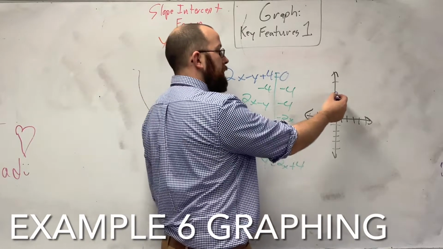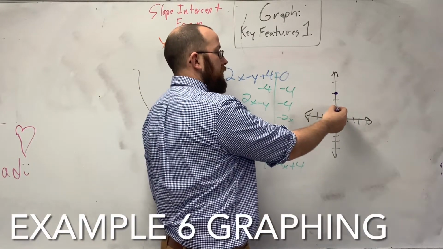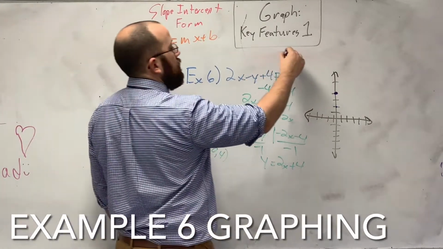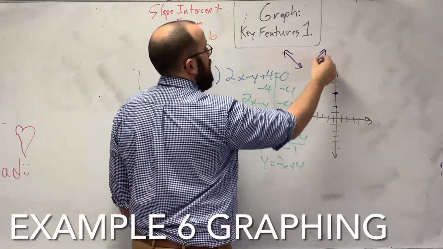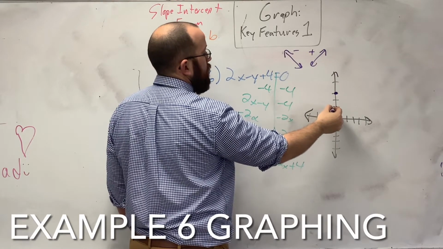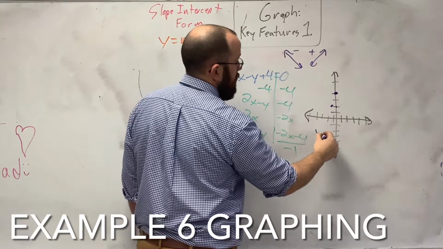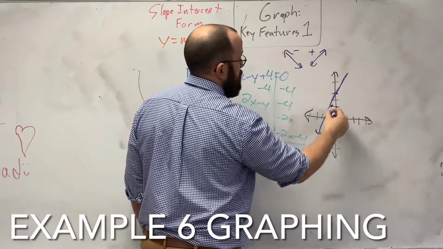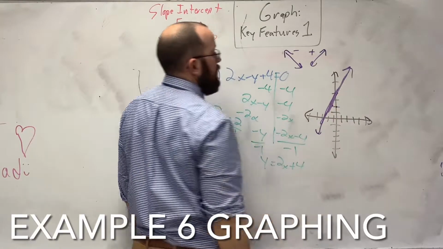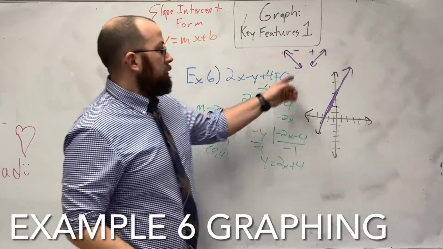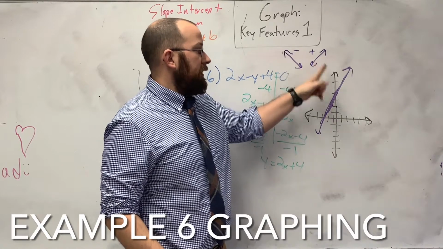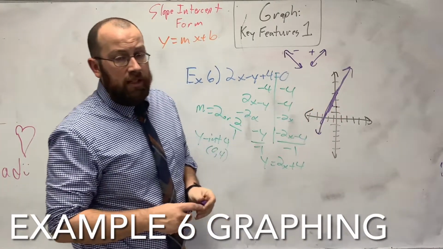So I'm going to go up 2. Now is my slope positive or negative? Well, it's positive. So since it's positive, I'm going to move 1 over this way. Because, there we go. That awesome looking line. It's not negative, and that's how it should look if it's negative. It looks like that because it's positive. And this is how you graph a line.